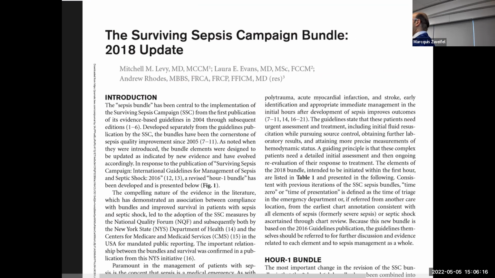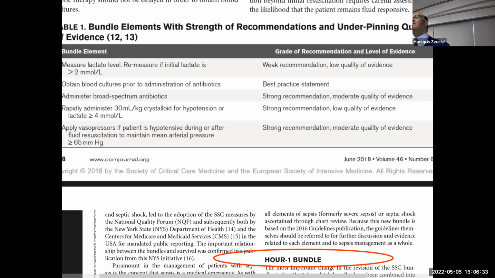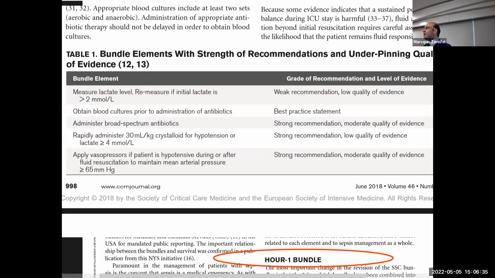It's very few, 3-4 pages, but they said 5 things need to be done, and they call it the 1 hour bundle. Not everybody believes in this 1 hour bundle, but as I told you, the best treatment of the shock is to do early, right? So very quick management. Number 1 is to measure lactic acid, and if it is more than 2, you repeat it within 2 to 4 hours.